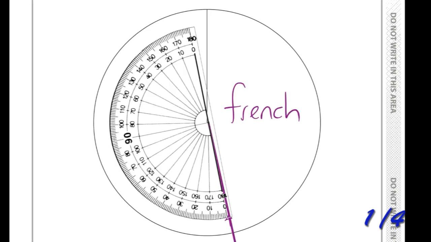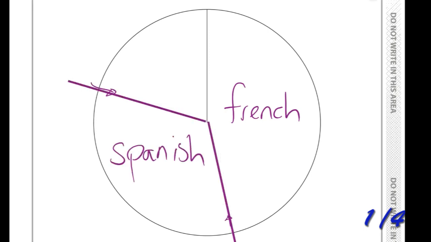We can do the same thing now for our Spanish students, making sure 0 now is lined up with our new line. We need to measure 120 degrees from there, which will take us right there. And we don't need to measure the last one because that's what's left. So there are the German students.